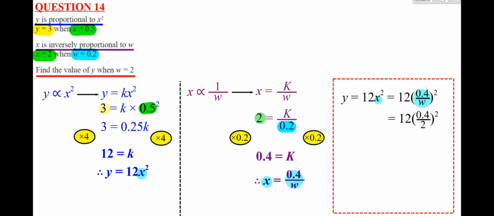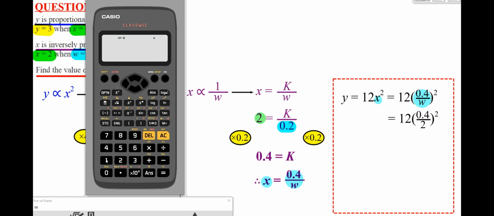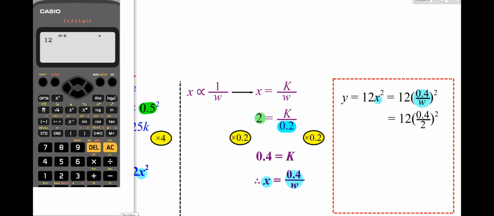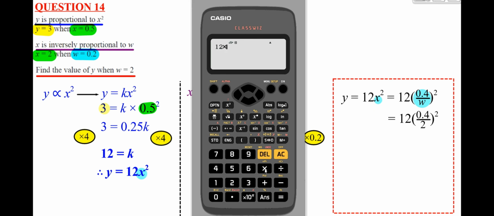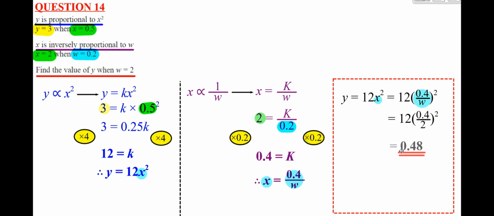Then we can work this out on a calculator, simple enough. So y is going to be 12 lots. I'll get the screen on for you. Whoops, where is it? There we go. So it's going to be 12 multiplied by, in brackets, 0.4 all over 2 squared, and this gives us a value of 12 over 25, which is absolutely fine, or as a decimal, we can say it's 0.48. So therefore, y equals 0.48, and that's our final answer to complete question 14.